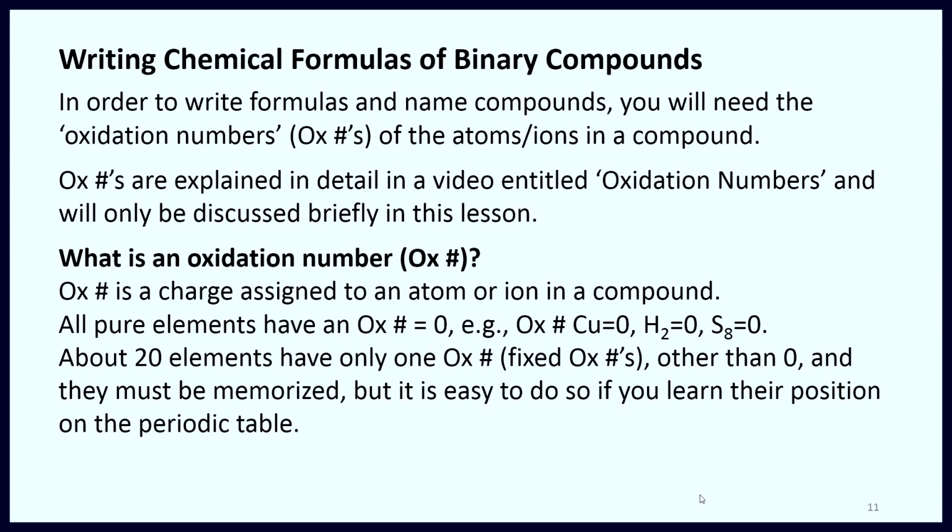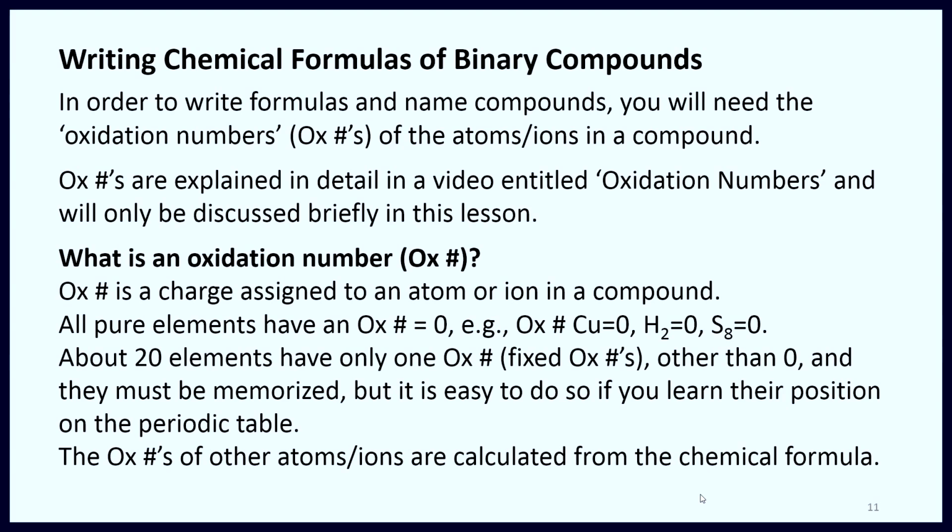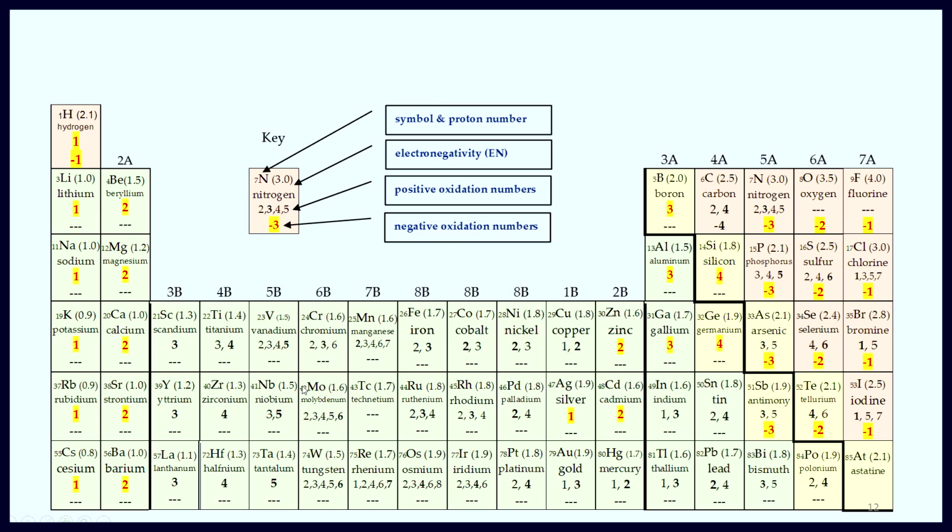There's about 20 elements that have only one oxidation number, a fixed oxidation number other than the 0 that they all have. So these fixed oxidation numbers must be memorized, but again, it's easy to do if you learn their position on the periodic table. And then the oxidation numbers of the other atoms or ions in a formula or a name are calculated using the known values. So here is a periodic table that lists the most common oxidation numbers of the elements.